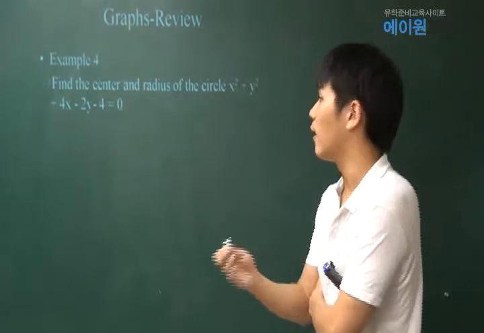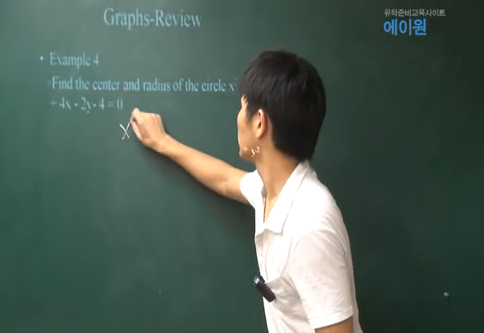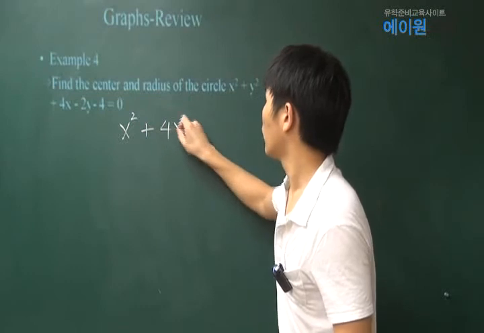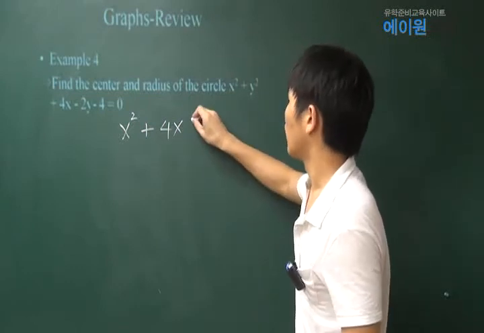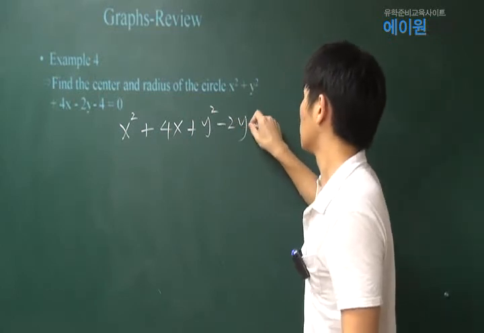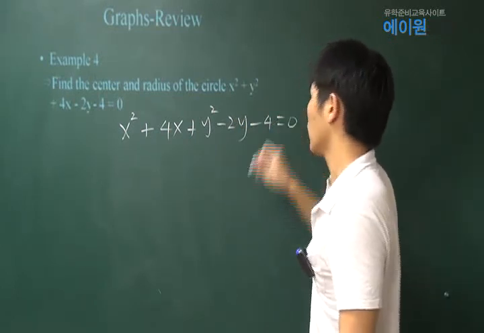Now what I mean by that is, if I have any terms with x in it, I move them together: x squared plus 4x. Now for the y squared, I put y squared minus 2y together. Let me just put minus 4 here equals 0, okay?